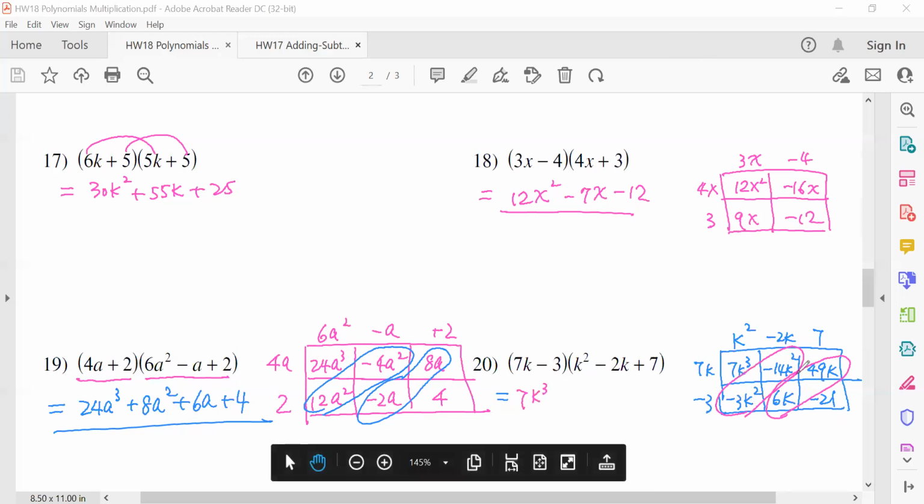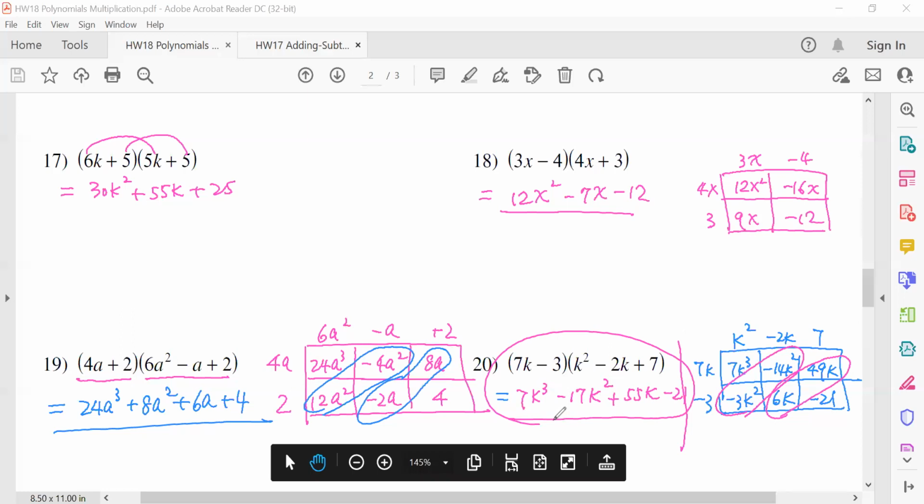7k squared. Here is negative 17k. I mean, sorry, here is k cubed, here k squared. And here you get plus 55k and minus 21. So that's the result.